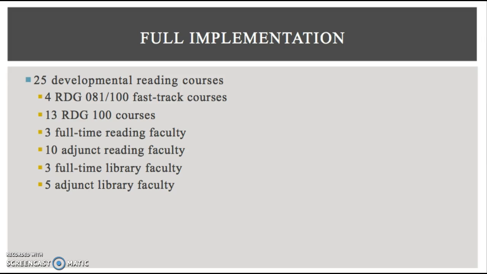And then we went to the full implementation this fall, where we are implementing it with 25 developmental reading courses. And we have 4 of the fast track courses, 13 of the reading courses, 3 full-time faculty involved, 10 adjunct, and 3 full-time library faculty, and 5 adjunct library faculty as well. So we have a lot of instructors involved in the full implementation.